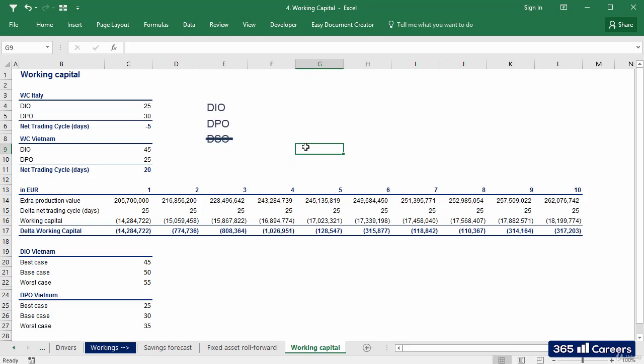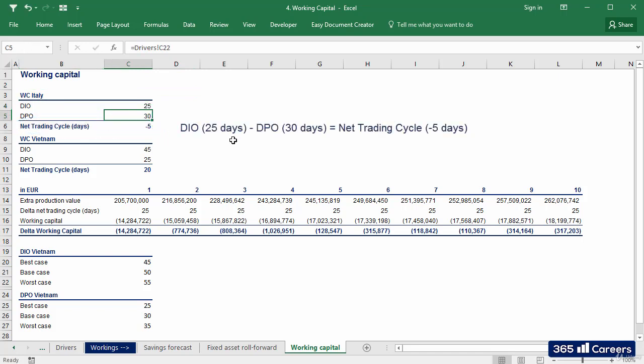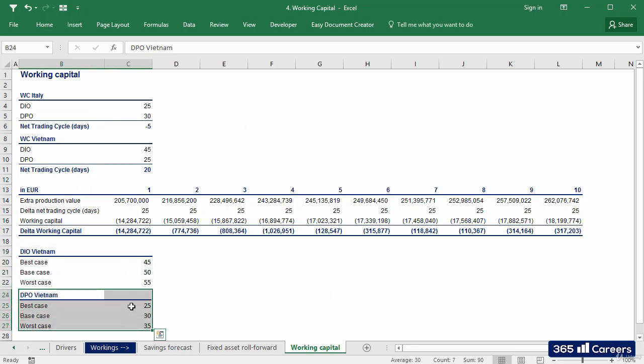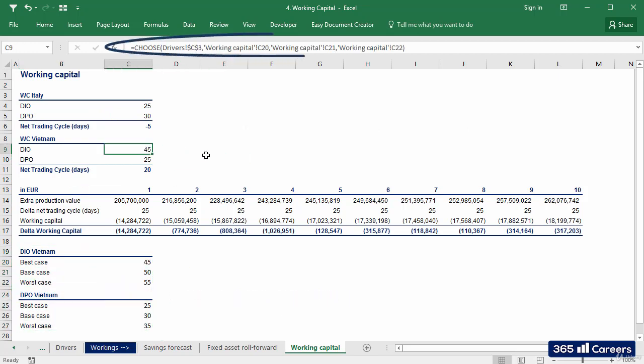We are not considering DSO, Days Sales Outstanding, because we are purely comparing the working capital needs of the two production plants, assuming everything that happens when cars are delivered for sale remains the same, hence no change of financials occurs. The operations team indicated the Italian plant has negative working capital, 25 days of DIO and 30 days of DPO. They also made a projection regarding possible DIO and DPO values in Vietnam. We use the choose function to model the case we are in.